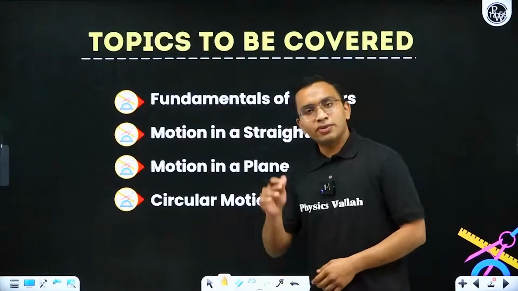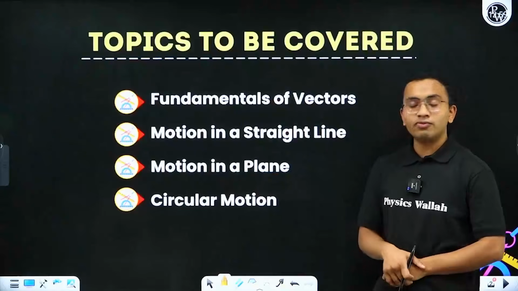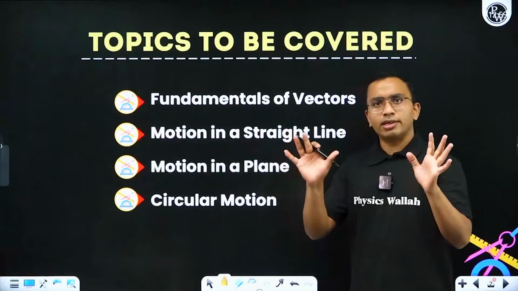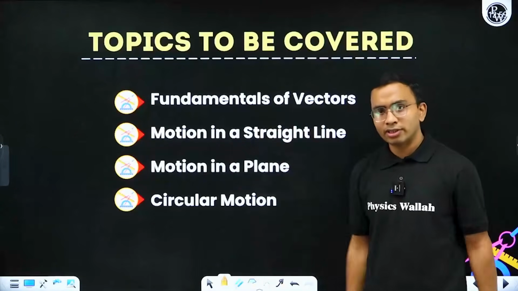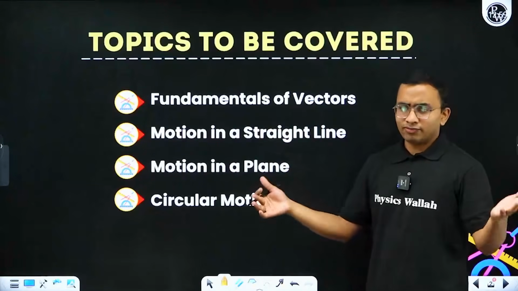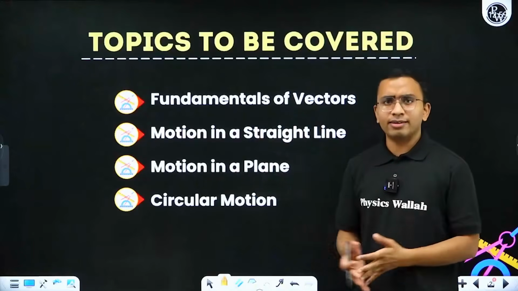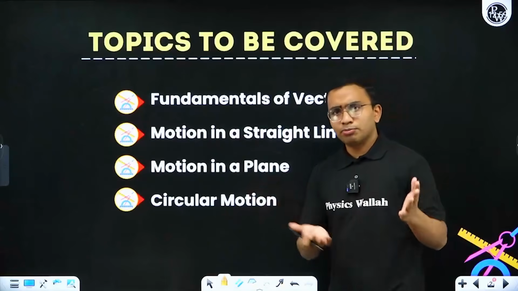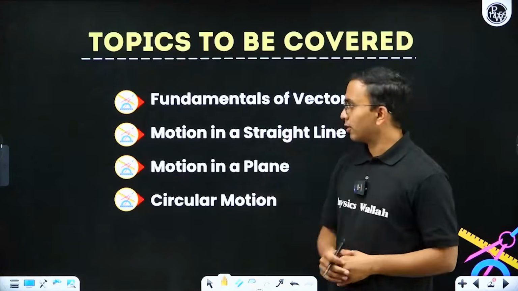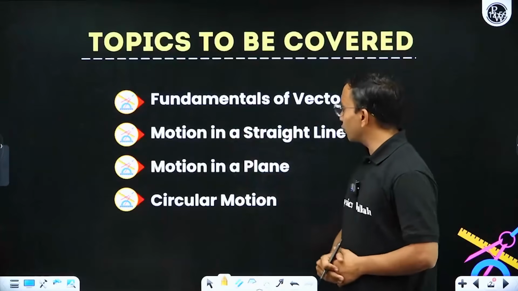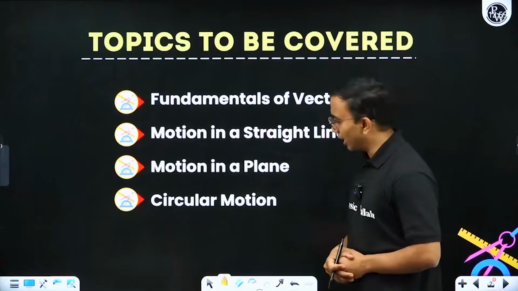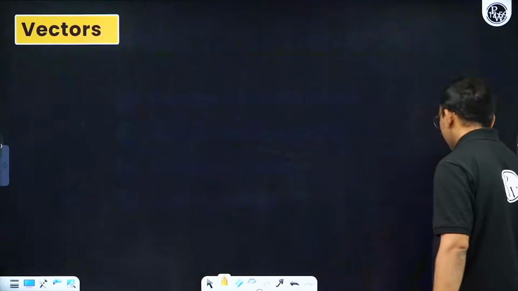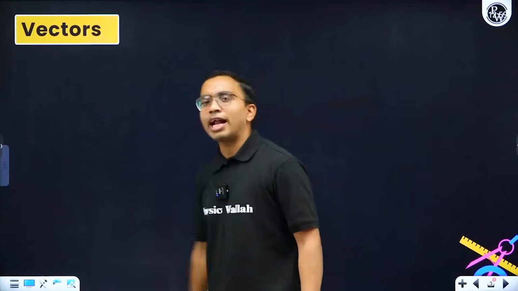So we are going to cover first the fundamentals of vectors. We will not go into much detail of vectors here. We'll just try to understand the fundamentals that are required for this particular chapter: what is a vector, addition and subtraction of vectors, unit vector, taking the component of a vector. These things I'm going to talk about, and then quickly we'll start motion in a straight line and motion in a plane, and at the end the circular motion. Okay, so let us begin with the first topic, that is vectors.